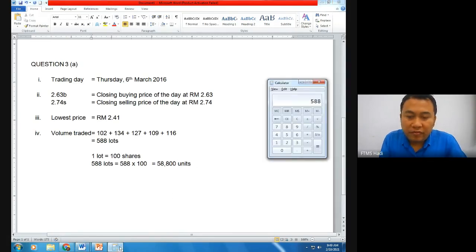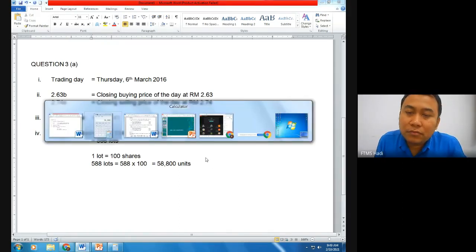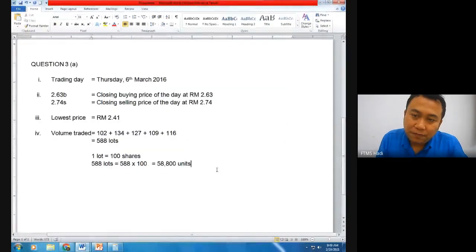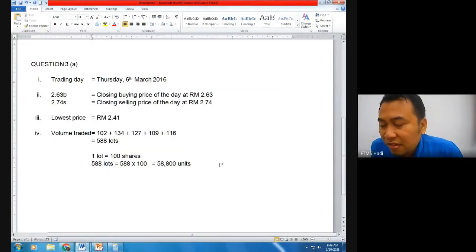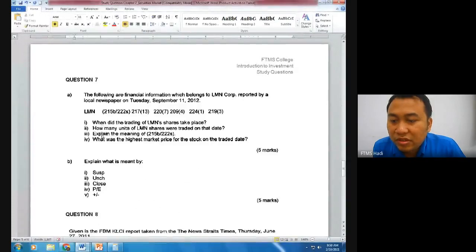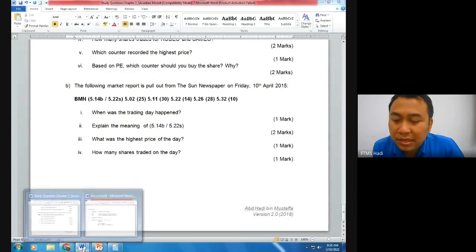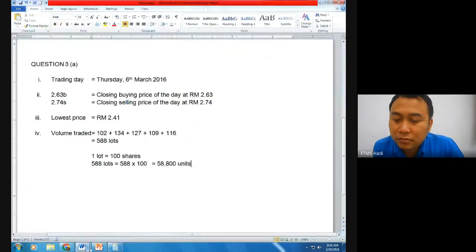Okay, if you do not believe me, never mind. 588 multiplied by 100, you get this one. I just add 2 zeros. So this is how you answer this kind of question format. Okay, you can snap this picture, and after that you can try another question, like question 3B, question 7, and then question 9B. You can try later on. The questions are almost similar.